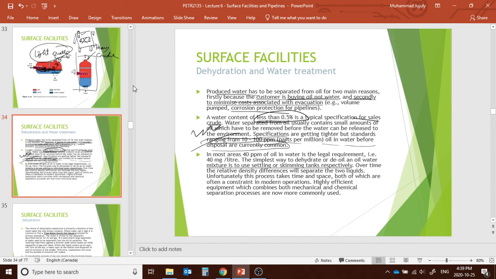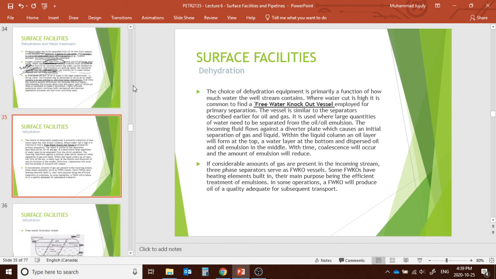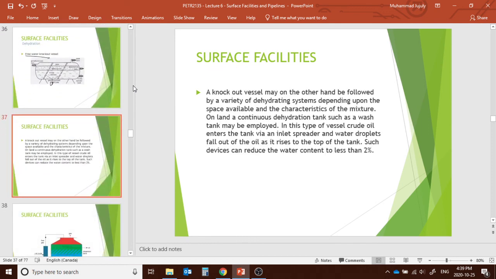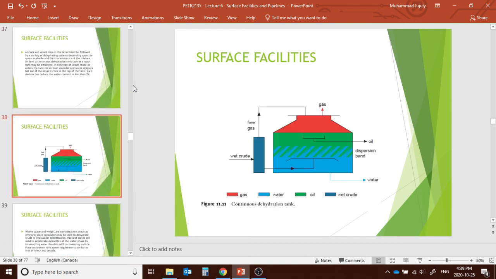That's exactly why we have to do the dehydration or free water knockout vessel. So this is how we knock out the free water from the vessel using the separator. This is the continuous dehydration tank unit. So wet crude oil, free gas, and heat it up. The gas goes out and the water goes out. This is the oil, and it's a continuous process of how we do the dehydration.